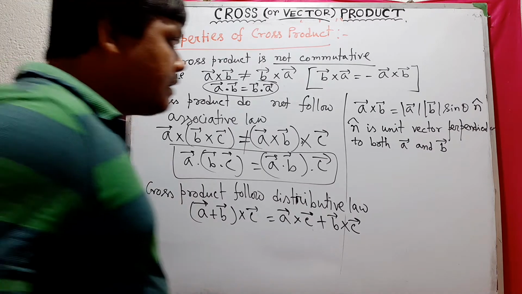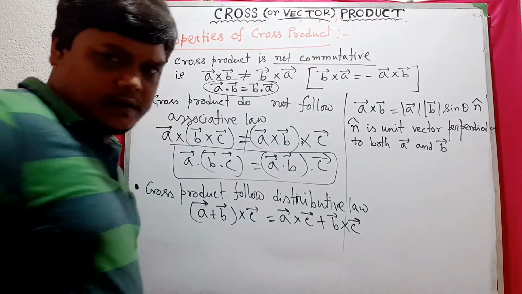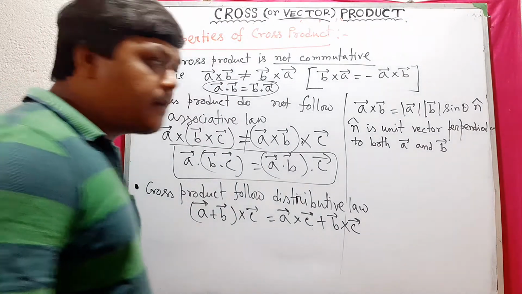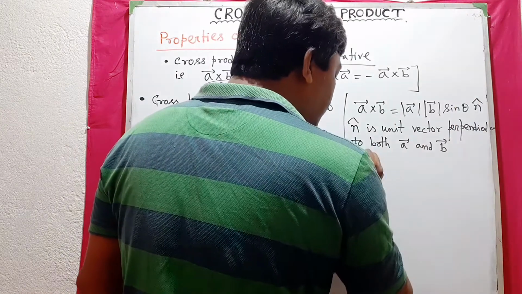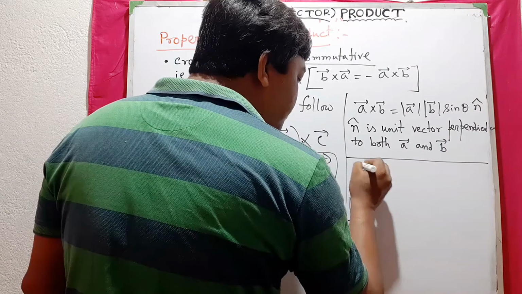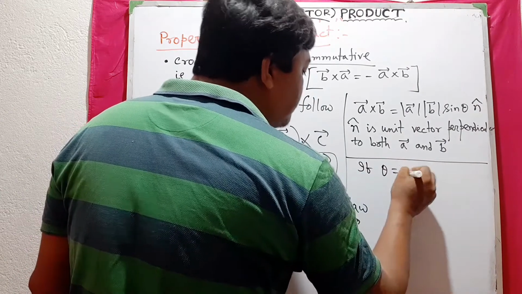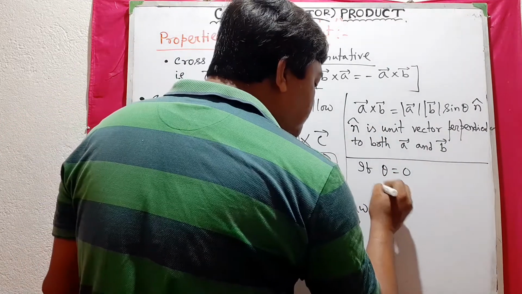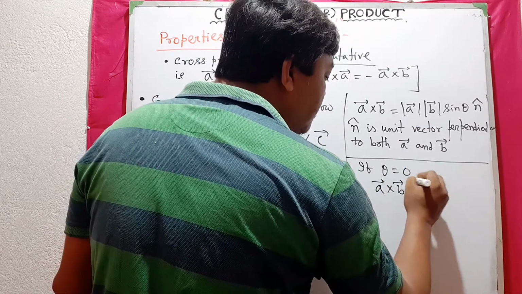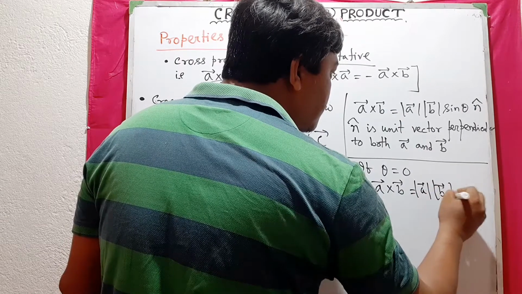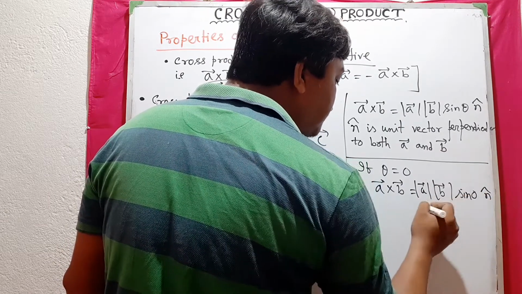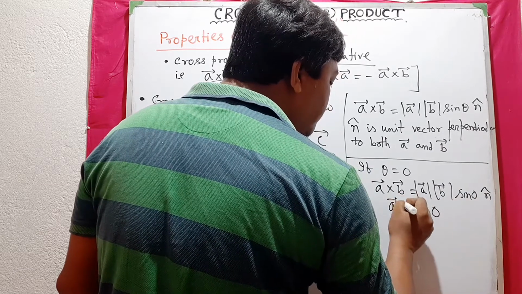A and B, if the two vectors are parallel, what is the angle between them? Of course theta equals 0. If theta equals 0, then A cross B equals mod A mod B sin 0 n cap. What is the value of sin 0? That is 0. So A cross B equals 0.